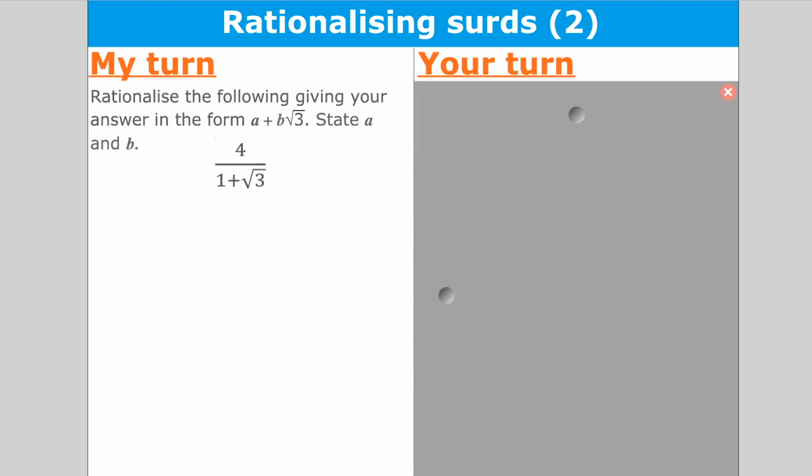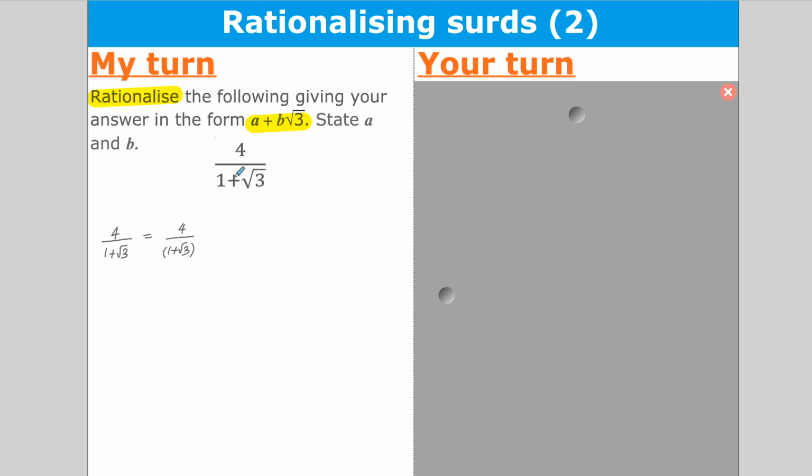Remember, a lot of the stuff we're doing here on Hegarty Maths is about how to write it down. It's not about racing to the answer. So we're asked to rationalize the following and give our answer in the form a plus b root 3. So in order to do that, we're trying to rationalize 4 over 1 plus root 3. And showing our working neatly, what do we multiply the top and bottom by?